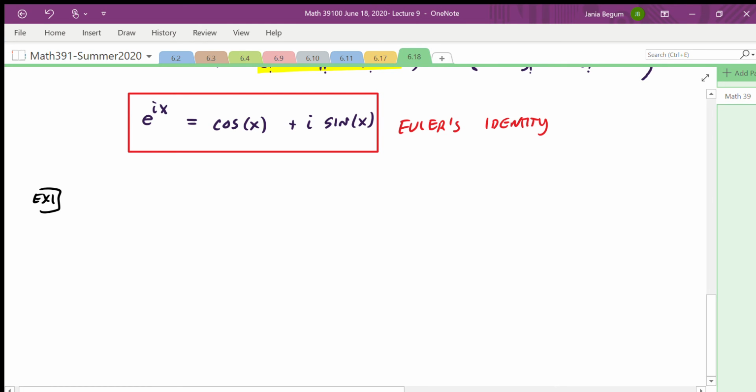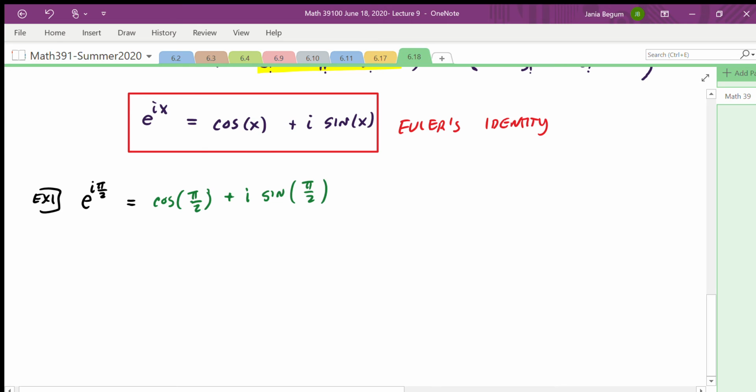So what is e to the i pi over 2? So using Euler's identity, we can simplify this. The identity says if you have e to i times whatever, you do cosine of that plus i sine of that. So here my x is pi over 2. So I can rewrite this as cosine of pi over 2 plus i sine of pi over 2 by using Euler's formula.